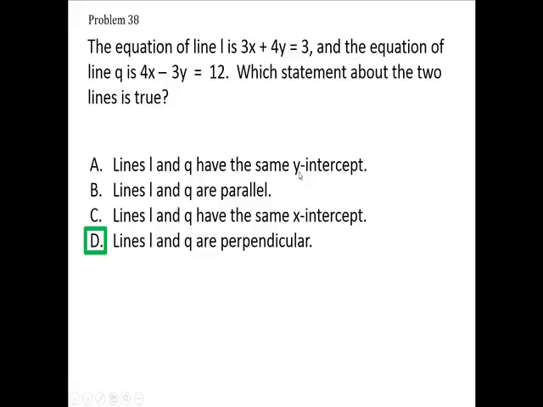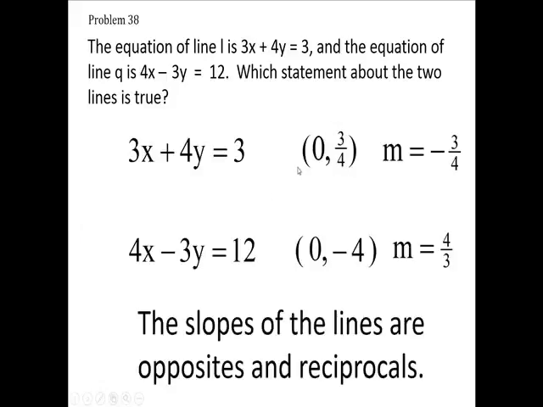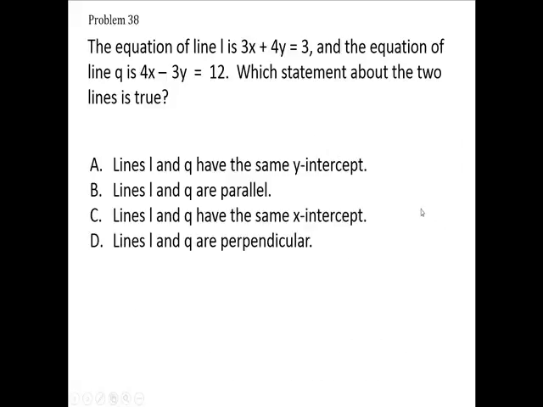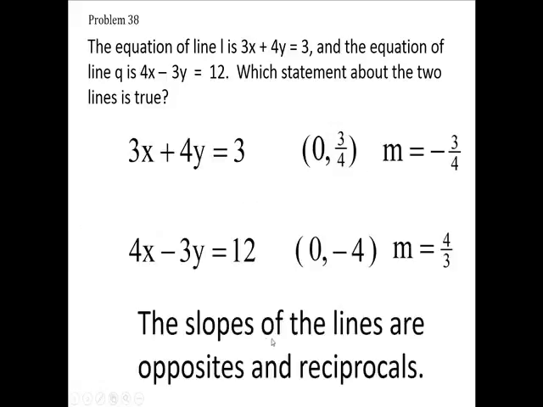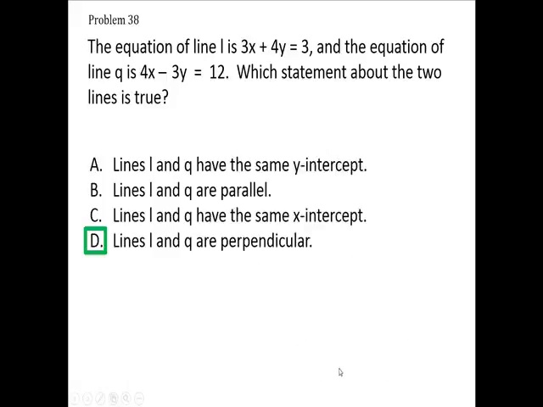Okay, so they have different x and y-intercepts. We saw that back here. That's the y-intercepts. The slopes are not the same. If the slopes had both been 4/3 or 3/4, if you had identical slopes, you would have parallel lines. So we're going to pick D because of this statement down here. The slopes of the lines are opposites and reciprocals. We're going to pick D.